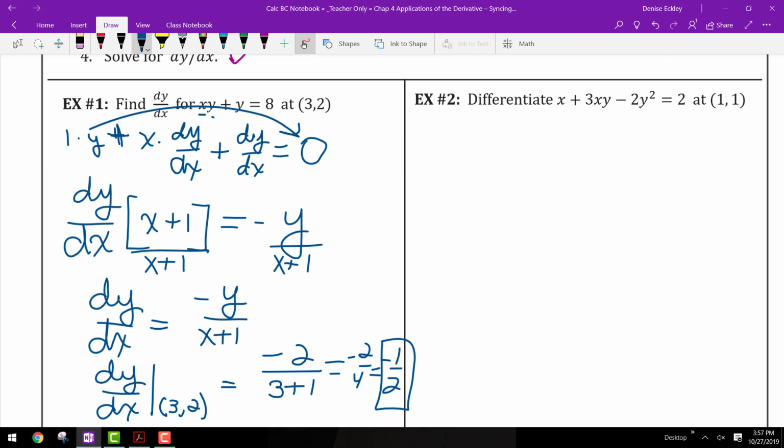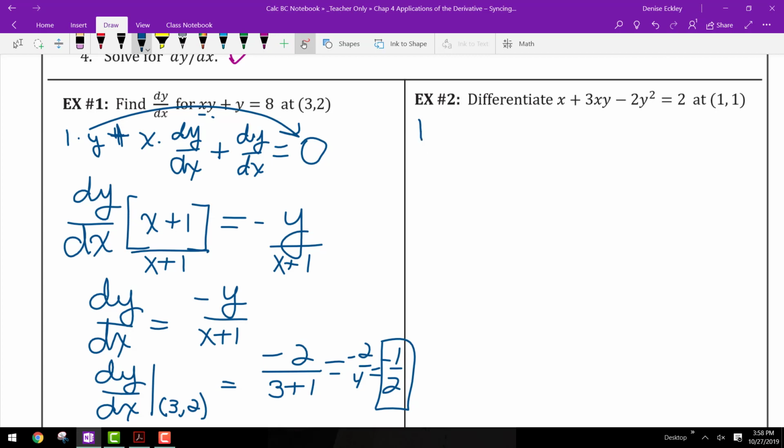All right, number 2. Differentiate x plus 3xy minus 2y squared equals 2 at 1, 1. So same idea. We're going to first differentiate both sides. We're going to put our dy dx terms on one side and all the other terms on the other. And then we'll substitute the point.